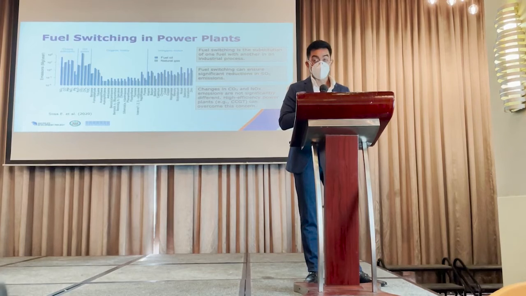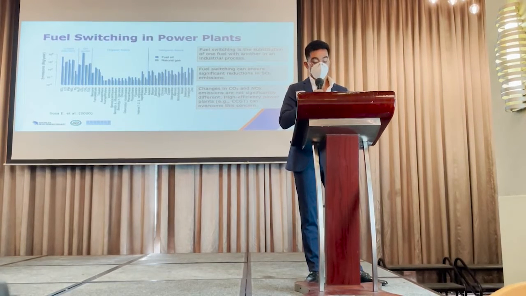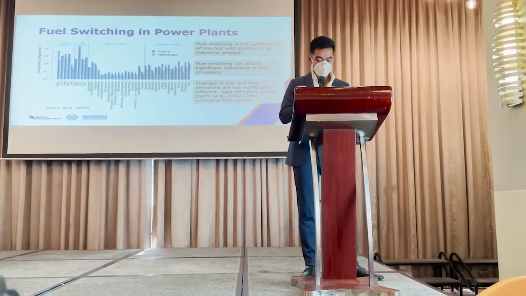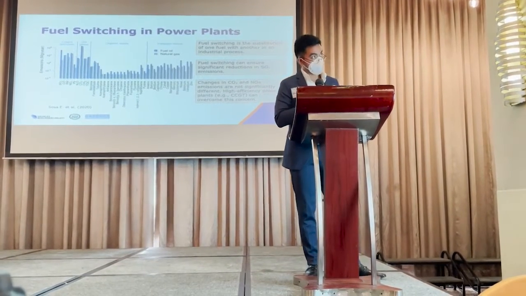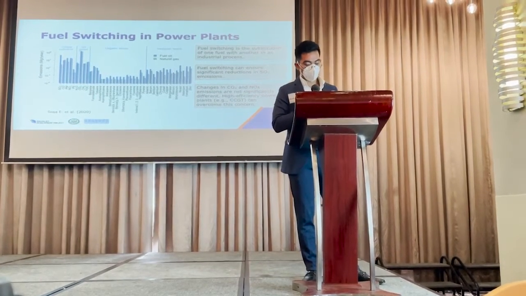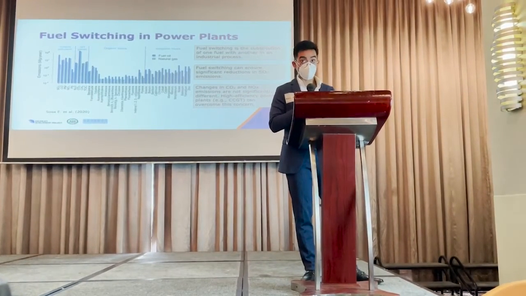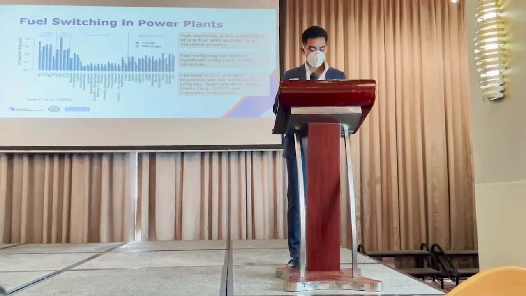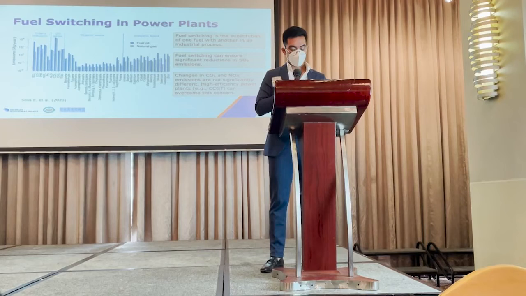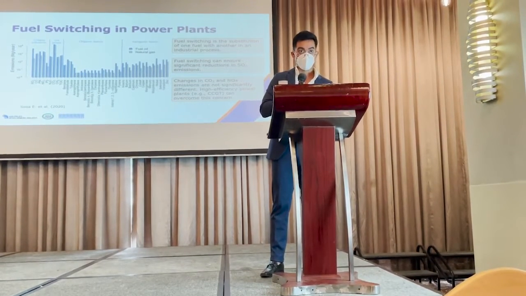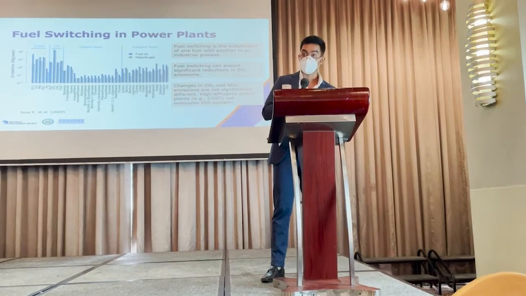One strategy to decarbonize the power sector is fuel switching. It is the substitution of one fuel with another in an industrial process. Coal to gas, or C2G, fuel switching has been shown to be effective in reducing GHG and pollutant emissions. A study in Mexico estimated the reductions in atmospheric emissions when fuel oil was switched with natural gas for a power plant in central Mexico.